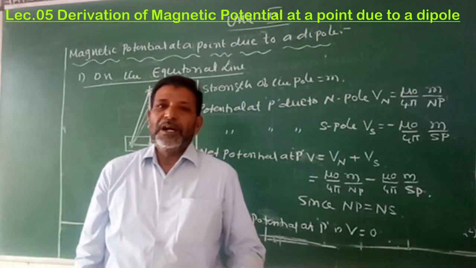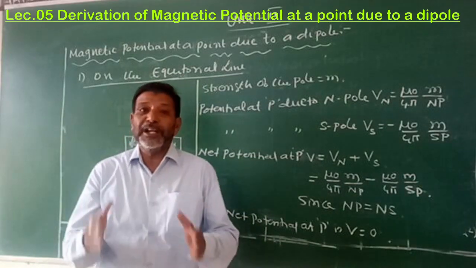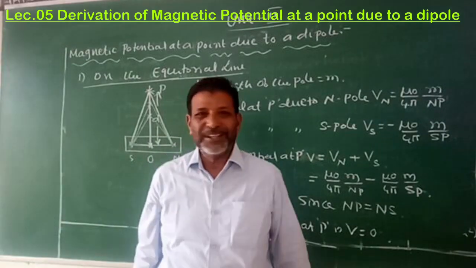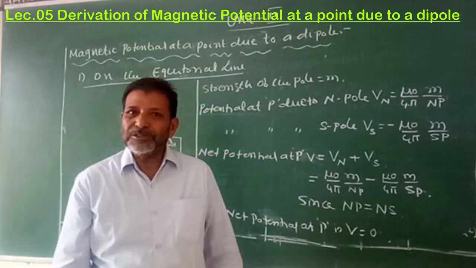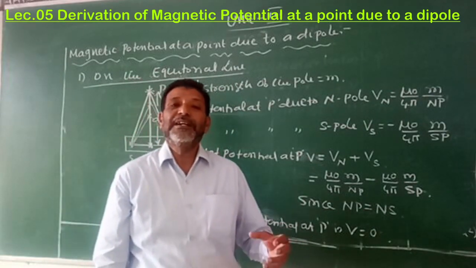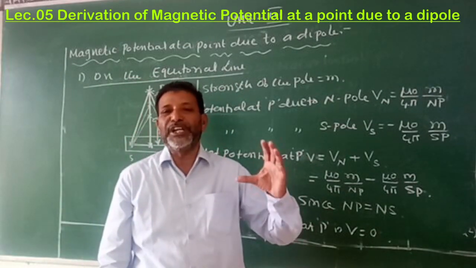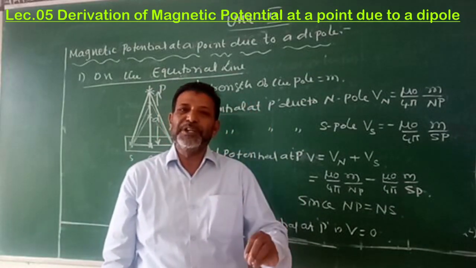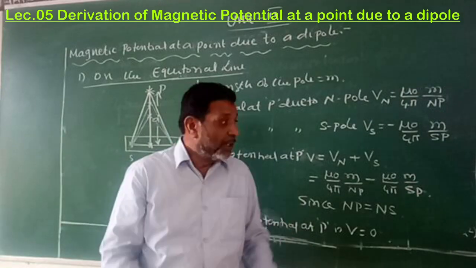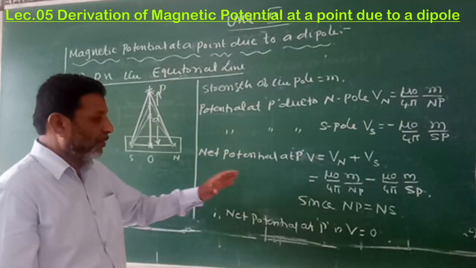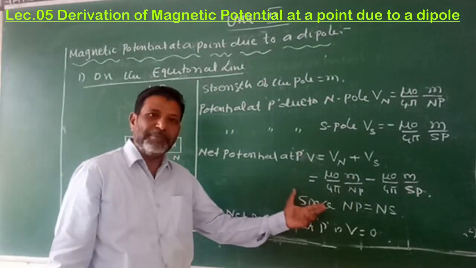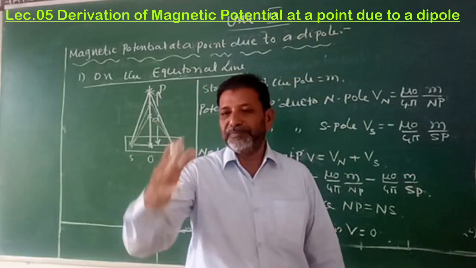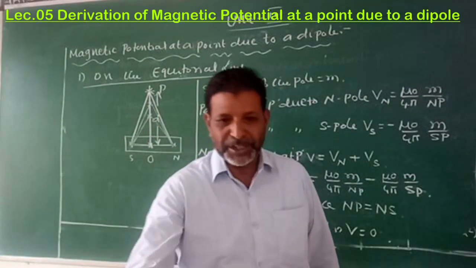Another way we say it is that the equatorial line is the line of zero potential. You can define it like this also. On the equatorial line, wherever you take it, the potential will be equal to 0. These are the formulas. It is not used here because the net potential is 0, whereas on the axial line you have the formula for the potential.